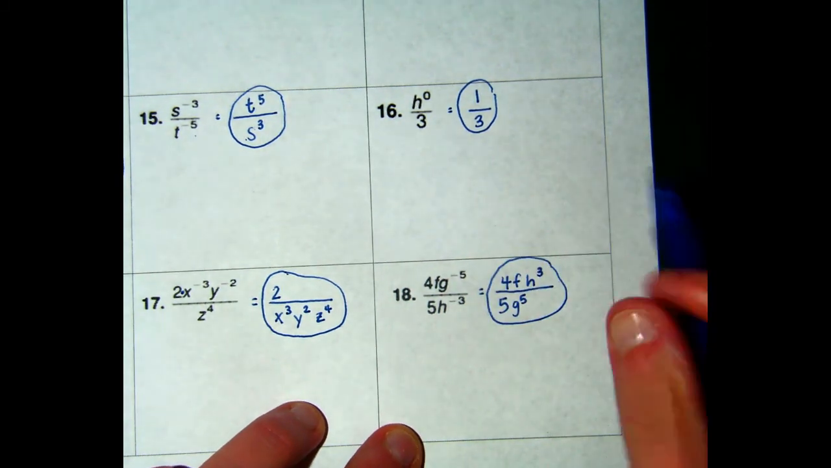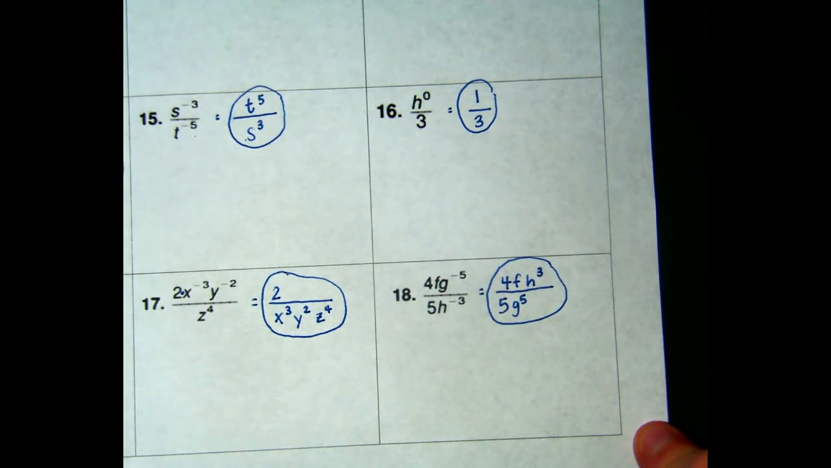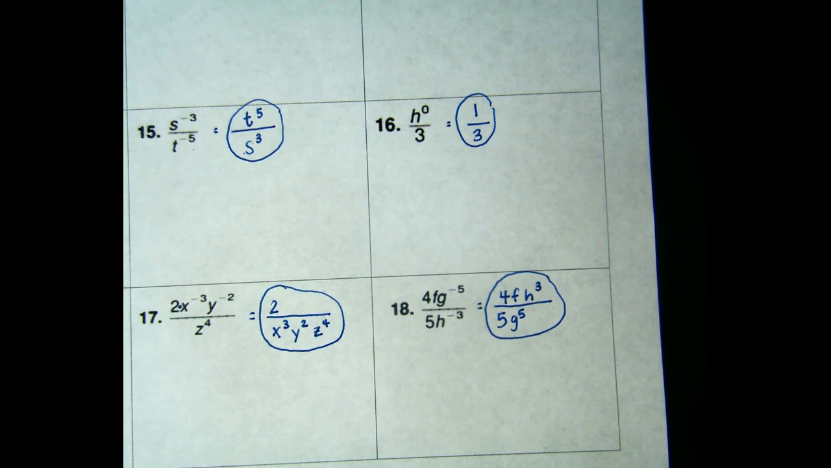I know we're finished because we don't have any 0 exponents or any negative exponents. That's how you know that you have completely simplified the problems. There are your integer exponent rules.